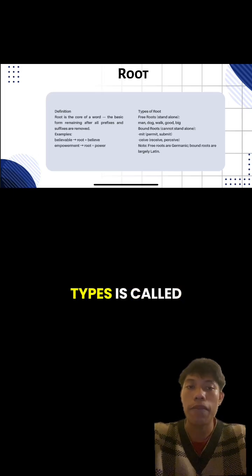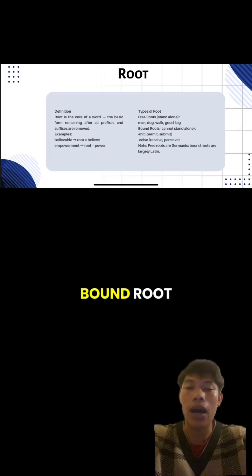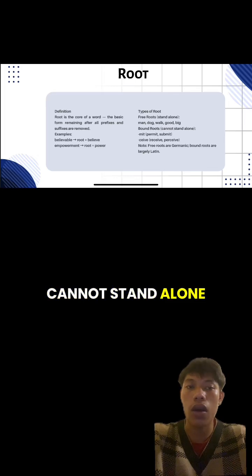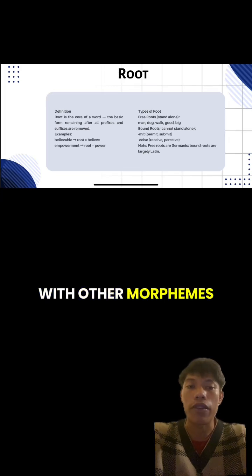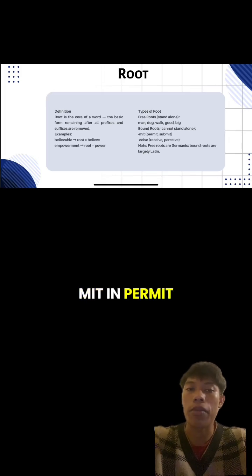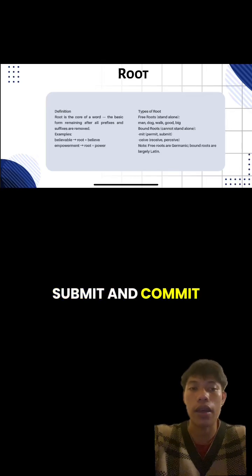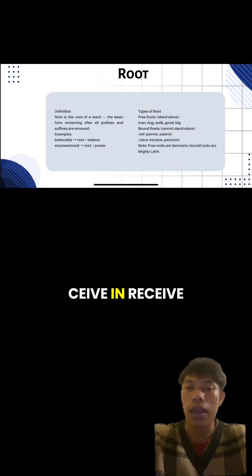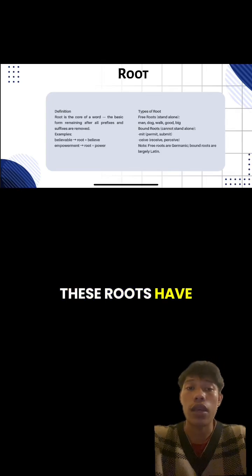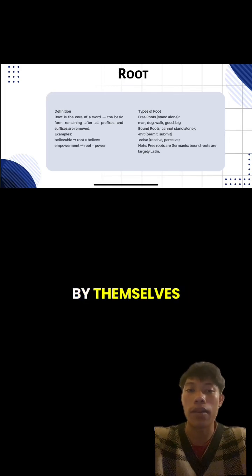And the second type is called bound root. A bound root cannot stand alone and must appear with other morphemes. Examples include mit in permit, submit, and commit, and ceive in receive, perceive, and conceive. These roots have no clear meaning when they appear by themselves.